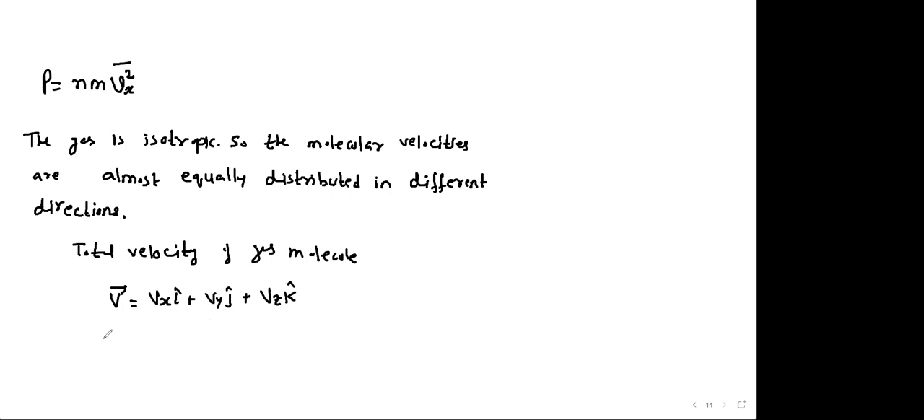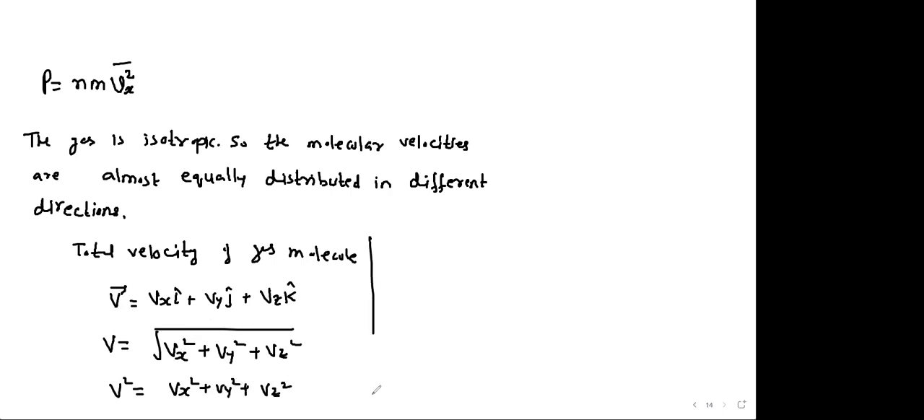Now, if you wish to calculate the magnitude of V, then from basic vectors, you know that this is the square root of Vx square plus Vy square plus Vz square. If I take V square, taking the square on both sides, this is Vx square plus Vy square plus Vz square. I'm taking the average of all velocities. So V square bar is Vx square bar plus Vy square bar plus Vz square bar.